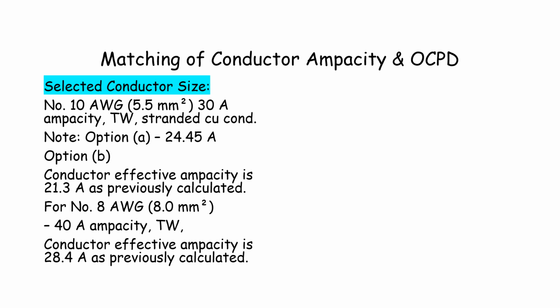This effective ampacity means this is taken from the table ampacity of the conductor multiplied by the correction and adjustment factors. That's why it is called effective ampacity, because it is already derated. So for 30 ampere, we have 21.3 only effective ampacity. For 40 ampere, we have 28.4 ampere effective ampacity.